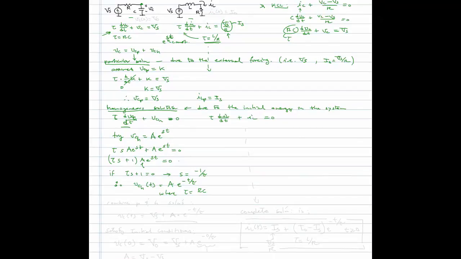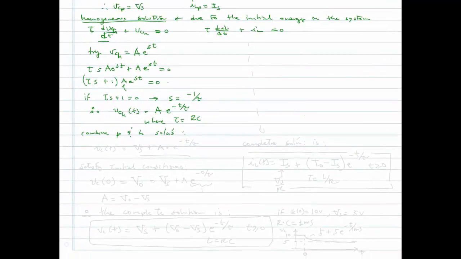So now we combine the particular and homogeneous solutions, and we find the total solution. So VC of t is equal to the particular solution Vs plus A times e to the minus t over tau. And we have yet to find what A is.